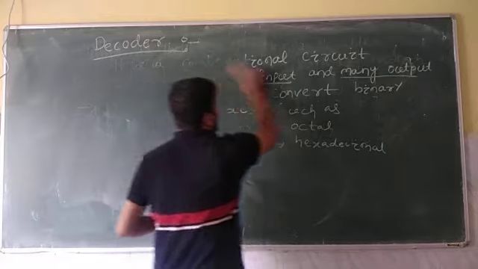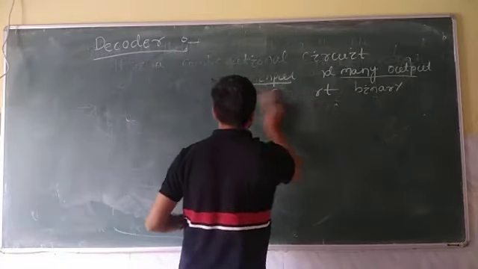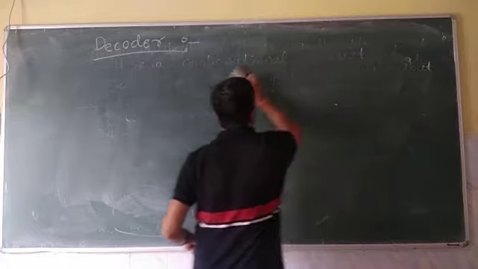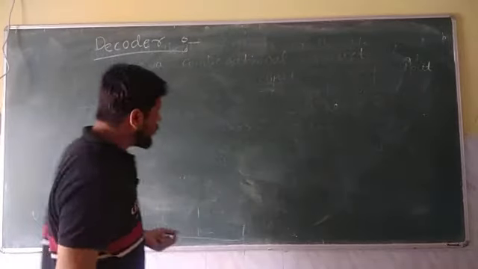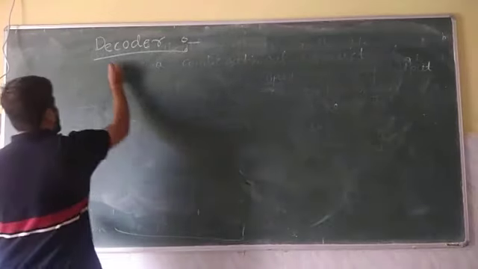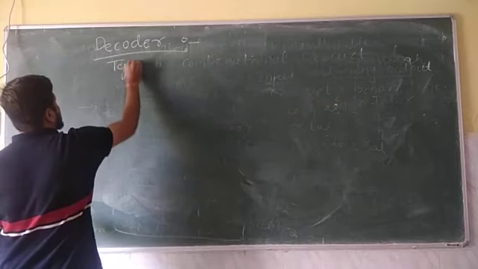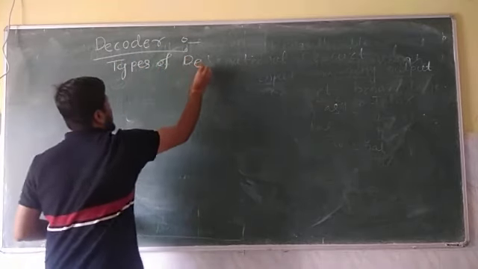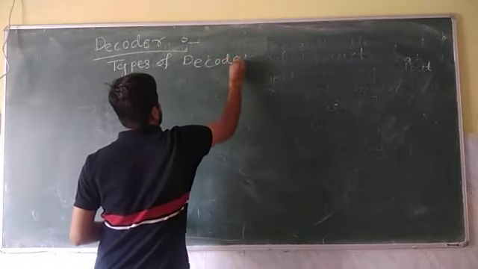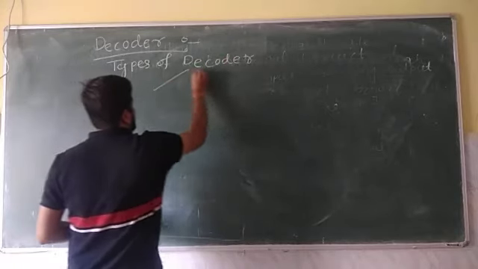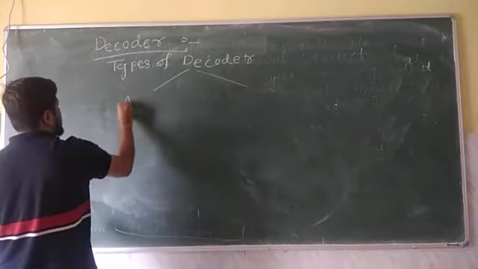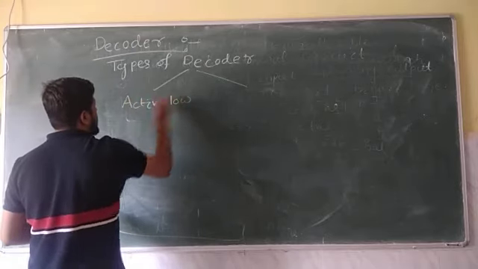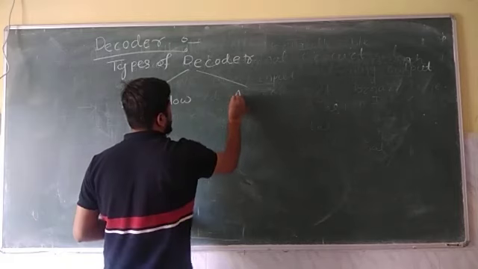Now we will see how the circuit looks. We have two types of decoder, active low decoder and active high decoder. Types of decoder: we have active low and active high.